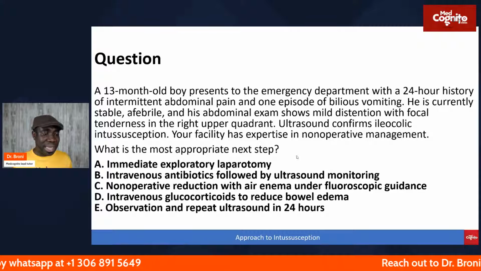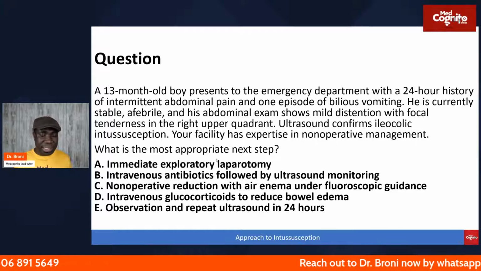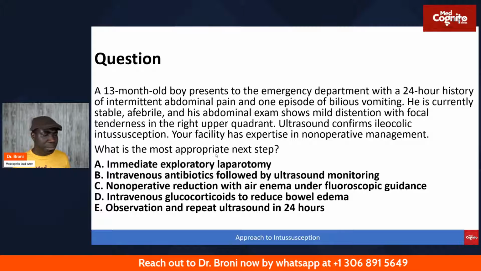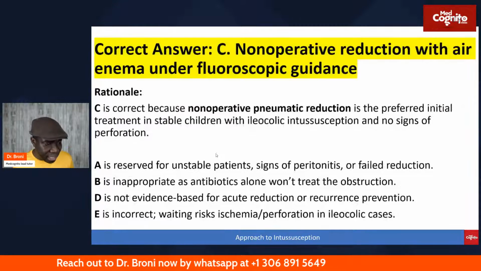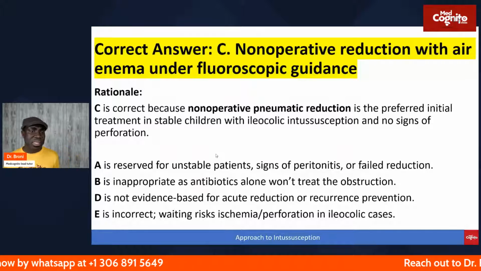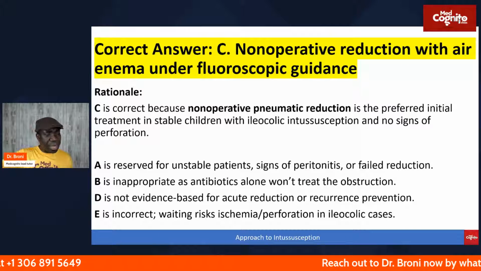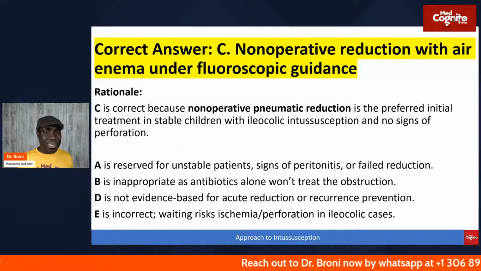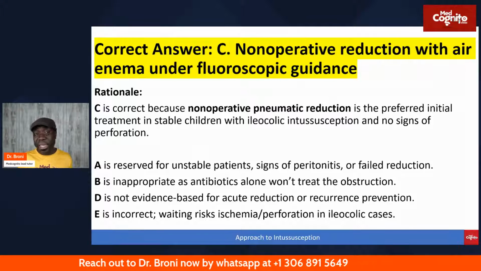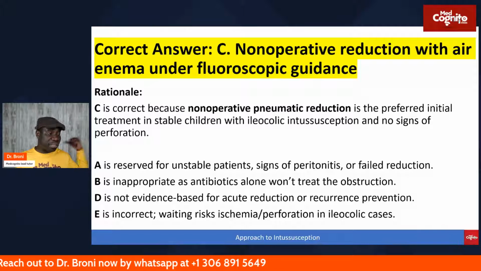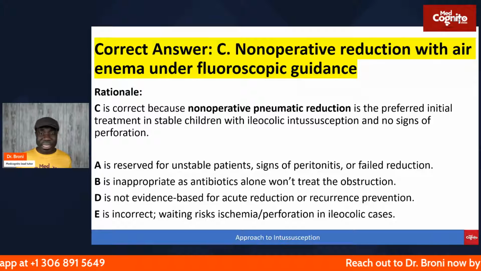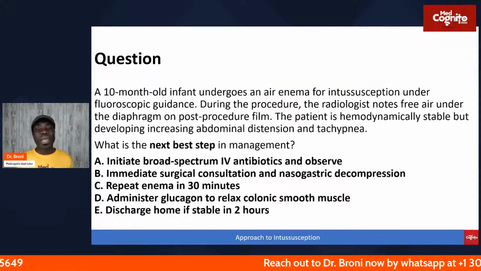So what's the answer? Is it A? Is it C? Is it D? Or is it E? And the correct answer is C, non-operative reduction with air enema under fluoroscopic guidance. So C is the correct answer because we've already done a whole lecture on that. But when you're doing non-operative reduction, you should have surgery waiting just in case that fails. The surgeons can move. Good.